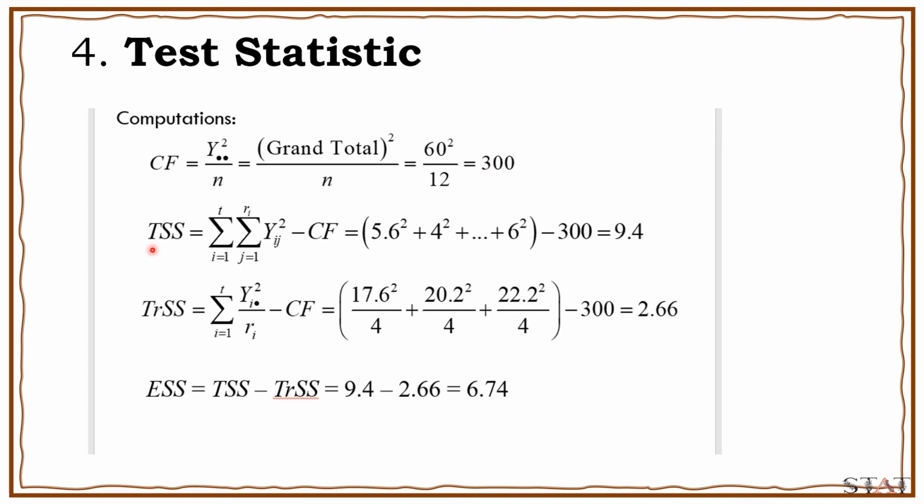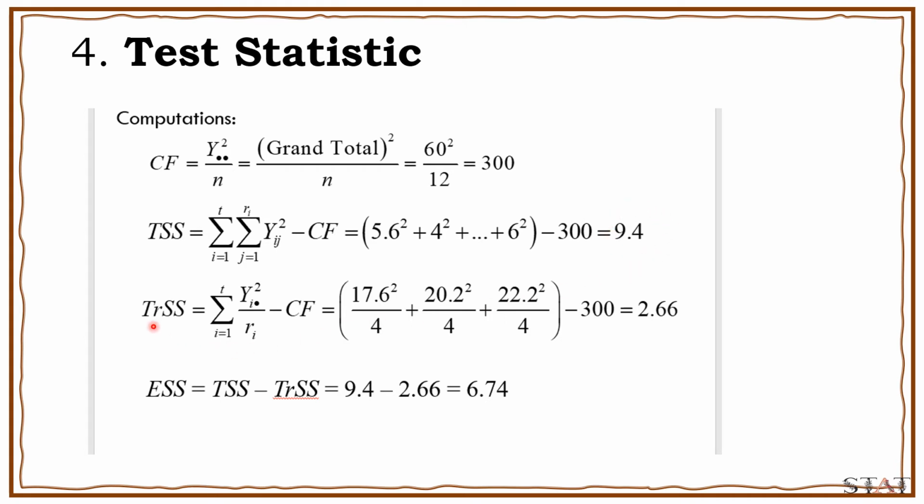And then another, we have to compute for the total sum of squares. So in other words, each value we have to square it and then add everything. Minus 300 is equal to 9.4. So our TSS is 9.4.